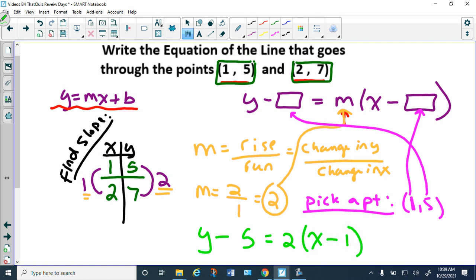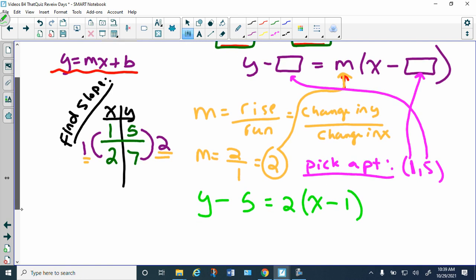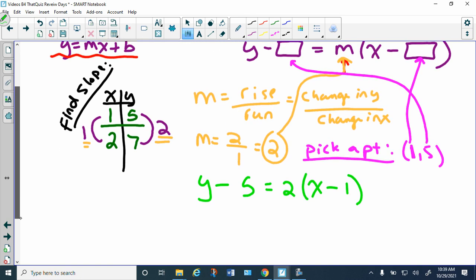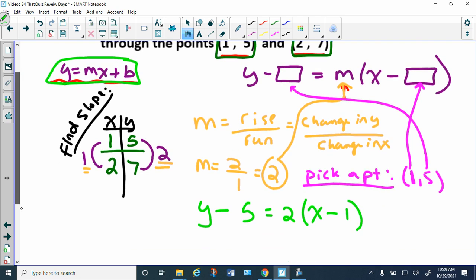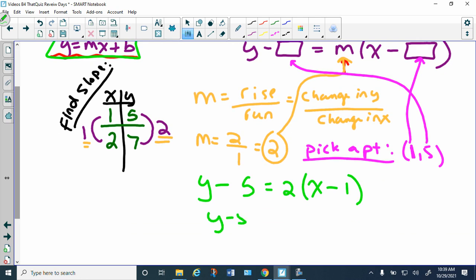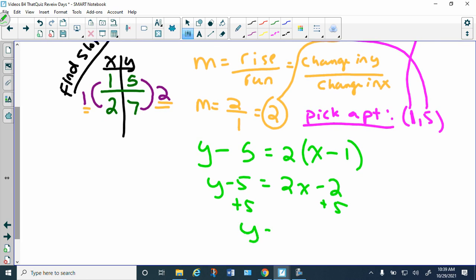Now this answer would be in point slope form, which is a fine form, but the test and the retake ask you to put everything in slope intercept form. So we're almost there, right? All we need to do, so slope intercept form looks like this. All we need to do is go ahead and distribute the 2, and then bring that 5 over. Add 5 to both sides, and when we're done, we get y equals 2x plus 3.